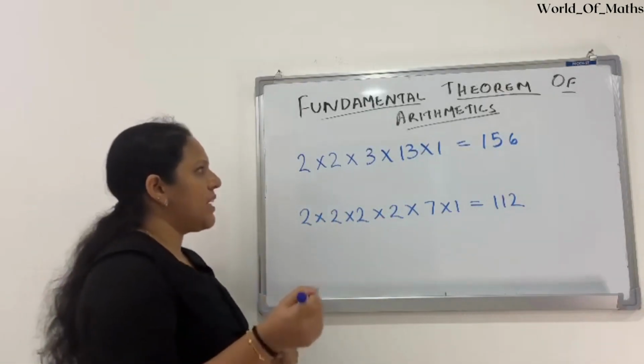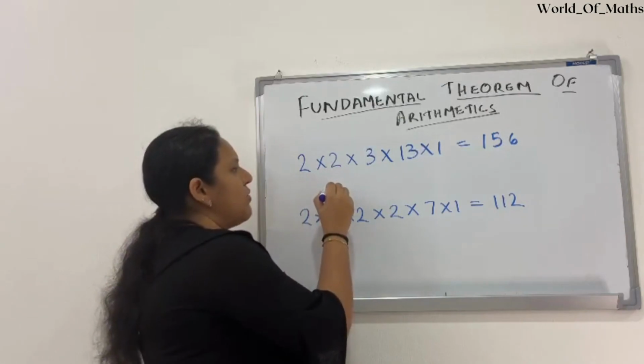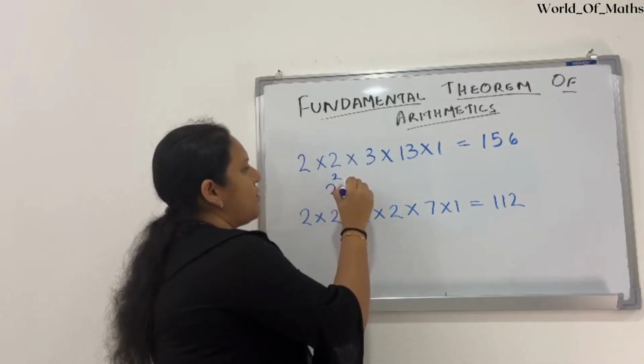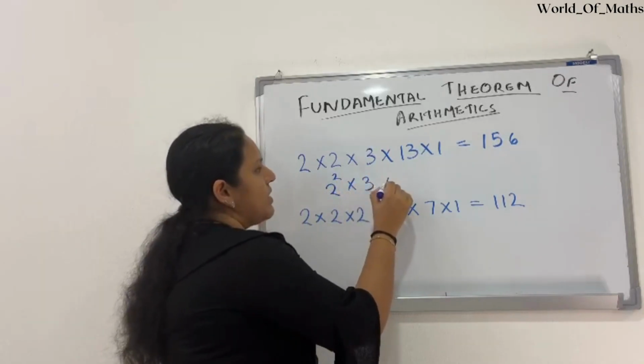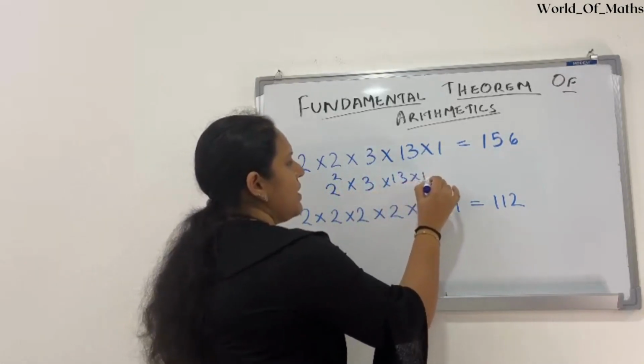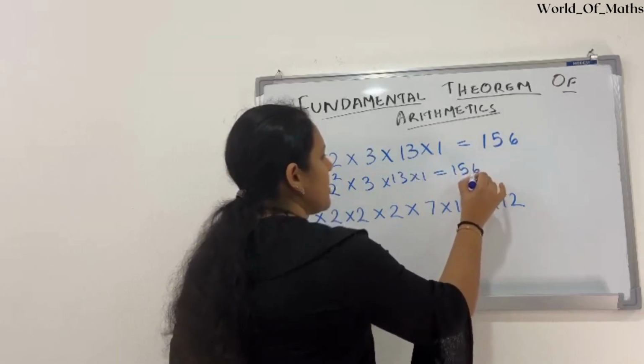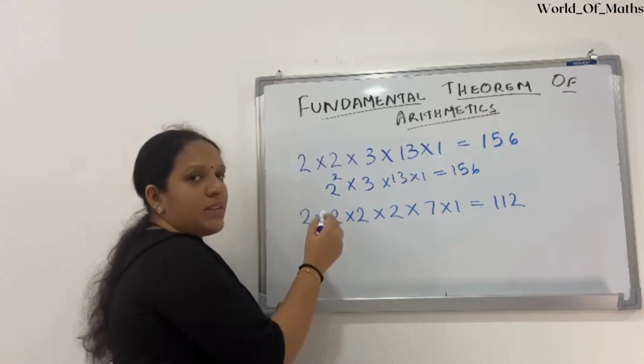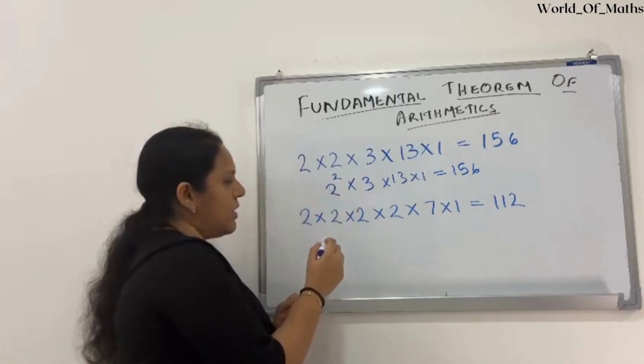To simplify this, we can write 2 times 2 as a power of 2. 2 to the power of 2 multiplied by 3 into 13 times 1 will give you 156. Instead of writing 2 multiplied by 2, we can write 2 to the power of 2. Here it will be 1.